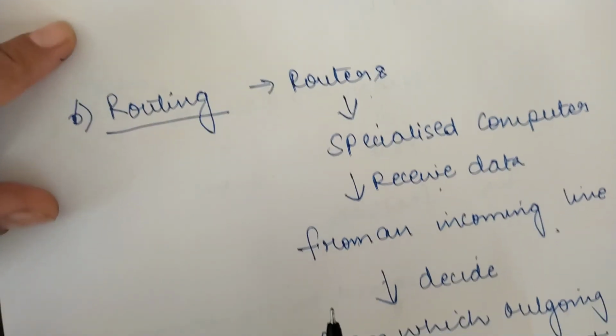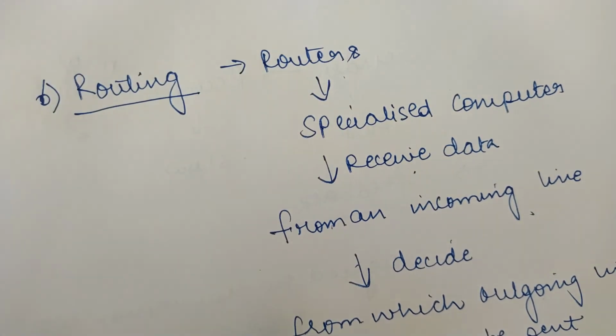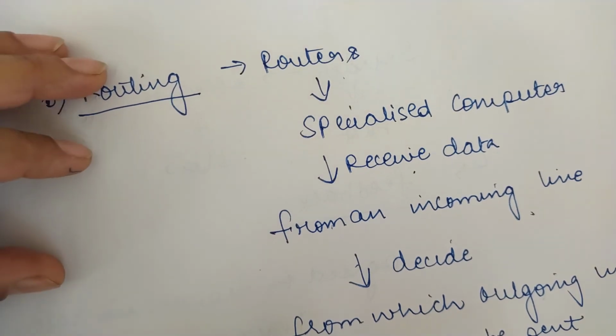So this is routing. So these are all the design issues that are very important while designing the layers, and they must be given priority so that there are no problems later on.